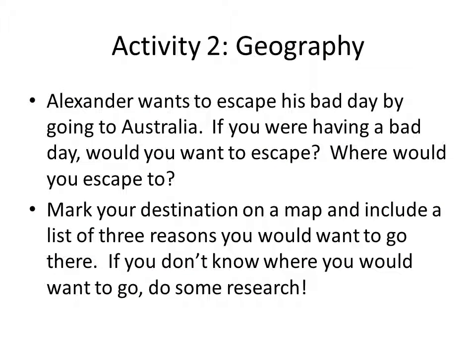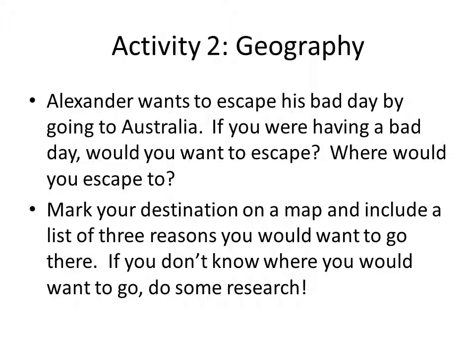So my second content area is geography. We will first discuss why Alexander might want to go to Australia. We will talk about having a bad day and just wanting to get out of there and go somewhere we love. I will ask them where they would want to escape to if they were having a terrible day. I will hand out a world map to each student and ask them to mark the place they would go. On the back of the paper, they will write 3 reasons they chose that place.